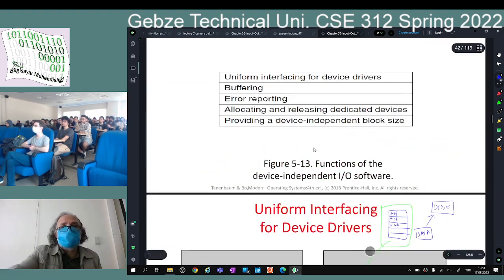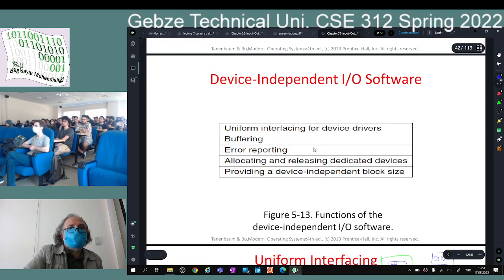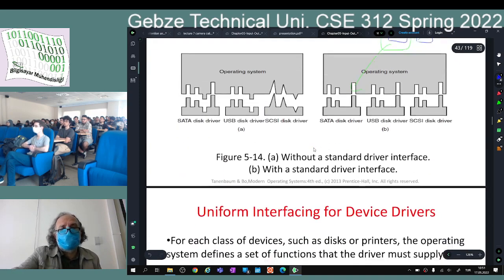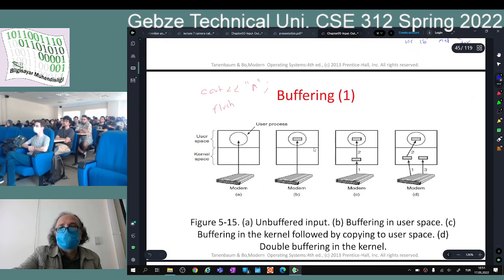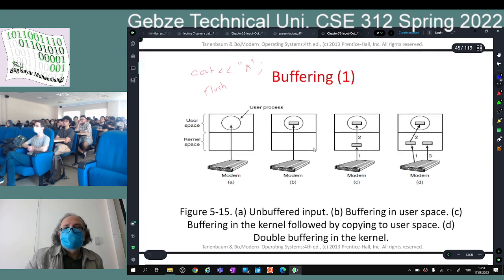So go back to that, uniform interfacing of the device drivers. We talked about it. Let's talk about buffering. We talked about this before. I think I have shown you this one before.